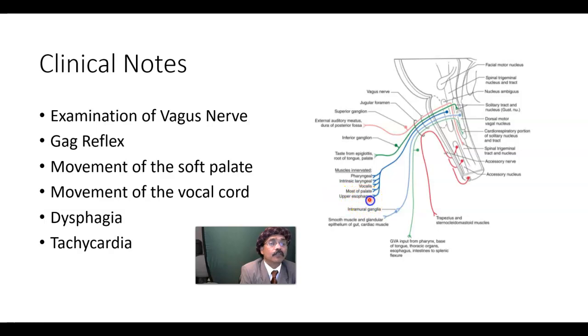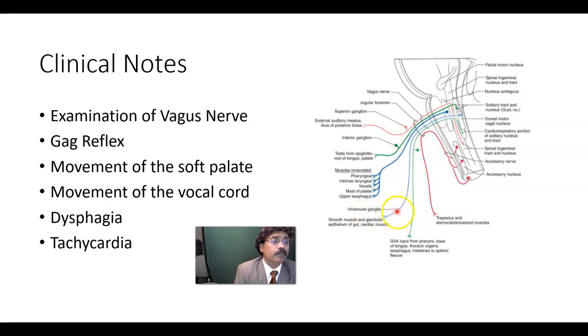The upper esophagus also gets innervation from the vagus nerve by means of the pharyngeal plexus. The smooth muscle is also getting innervation by means of the inferior ganglion, by means of the intramural ganglion, the ganglion present in the wall of the viscera. That is the intramural ganglion.